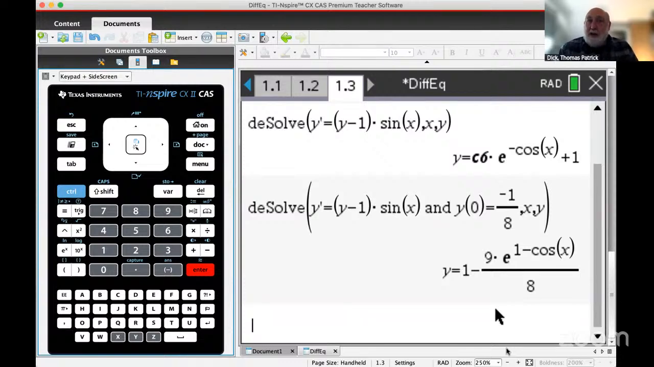Because CAS machines are allowed on the AP exam, it becomes pretty clear you're not going to see a differential equation problem on the calculator open part of the exam, because it's just not going to be a level playing field. A CAS is just going to be able to do some of these, right? So they're going to test your understanding of differential equations on that calculator closed part of the exam. Nevertheless, I think this is a nice tool for checking answers and for visualizing solutions. I love the slope fields.